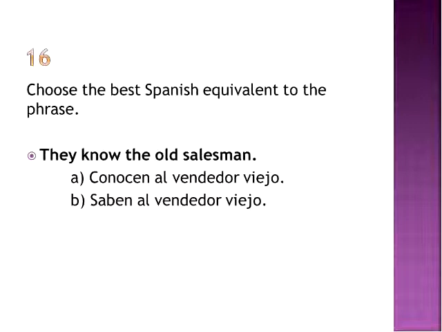conocer and saber. See, they're both conjugated in the third person. Saber means to know facts, and conocer is to be acquainted with somebody or something. So in this case, A would be the correct one. Conocen al vendedor viejo.